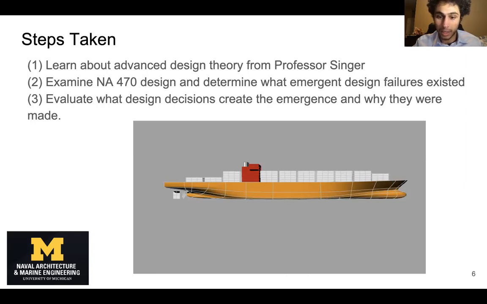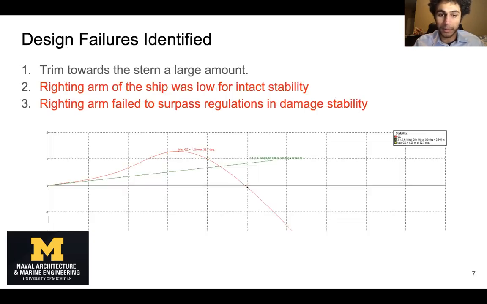And that's obviously because the ship is a very complex system, a very huge system, and there's a lot of interdependencies. So those who understand this do very good in this field, and for other aspects, such as automotive design and designs of airplanes. So the second step was to examine the NA470 design, determine where the design failures existed, and evaluate what design decisions created the emergence and why they were made.